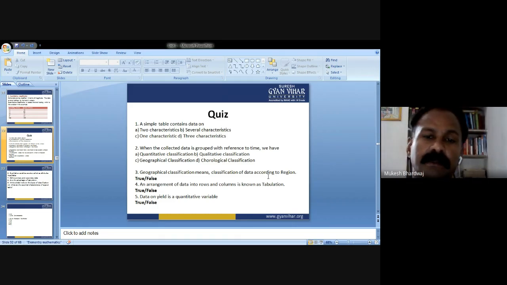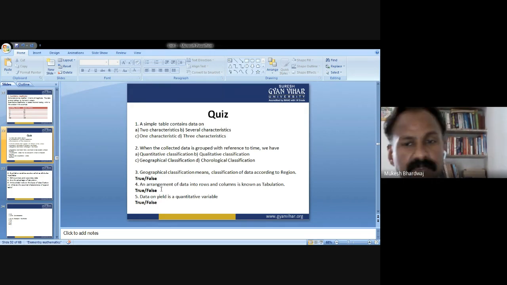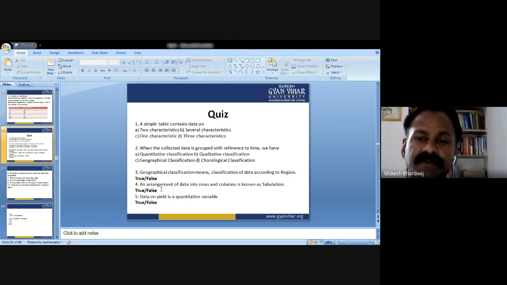Yes. According to region, if you are doing the classification, that is called geographical classification. True. An arrangement of data in rows and columns is known as tabulation. Yes. Whenever we are asked to draw the table, we draw the columns and rows. So an arrangement of data in rows and columns is known as tabulation.